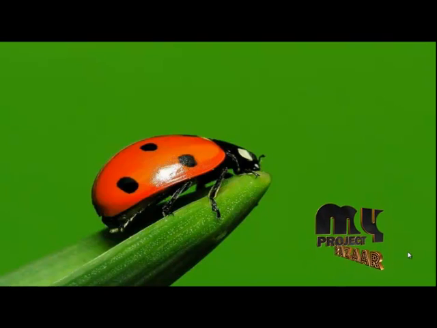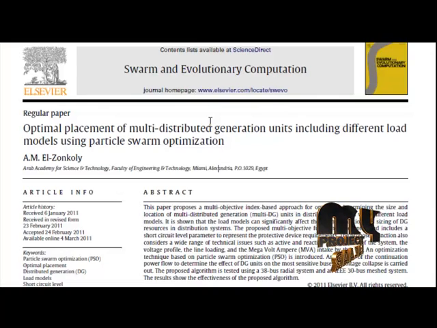Welcome to my project.com. Now we are going to discuss the optimal placement of multi-distributed generation units, including different load models using particle swarm optimization. Now I am going to explain the concept of this process.